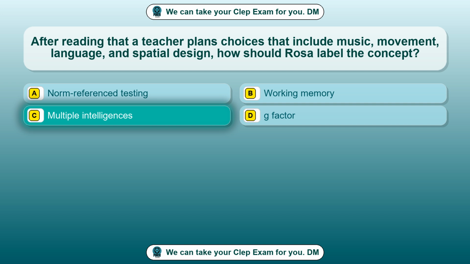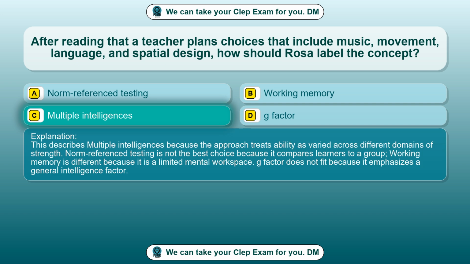Multiple intelligences. This describes multiple intelligences because the approach treats ability as varied across different domains of strength. Norm reference testing is not the best choice because it compares learners to a group. Working memory is different because it is a limited mental workspace. G factor does not fit because it emphasizes a general intelligence factor.